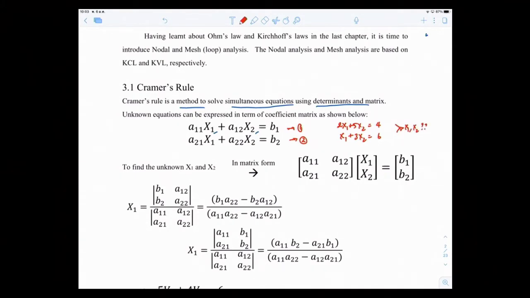Well, of course, there are many ways you can do this. I'm sure you have done problems like this since middle school to find x1 and x2. But this is another way, using Cramer's rule, using matrices.